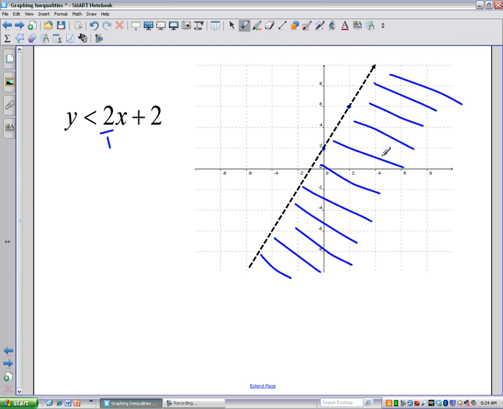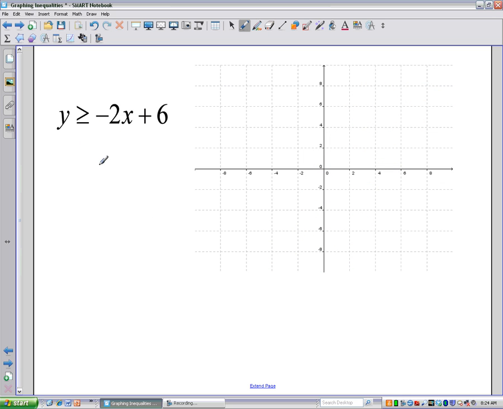All right, so that's it. All of this area over here is where y is less than 2 times x plus 2. Okay? All right, that's how it works out. Dotted line because it's just less than, and shading below because it's less than. Okay, below, less than, above, greater than. See how that works? All right, last one of these, and then we'll just talk slightly about a different alternative way.